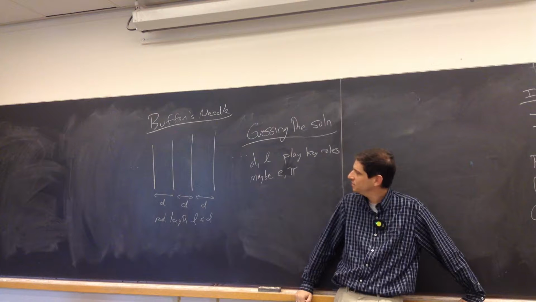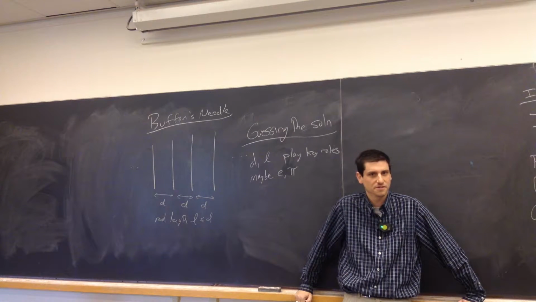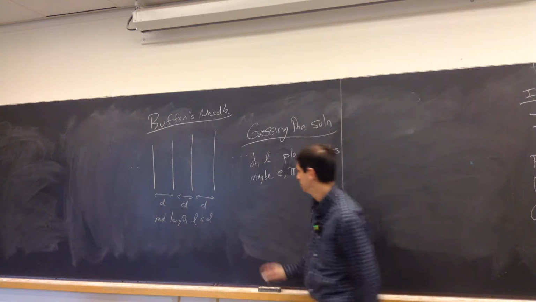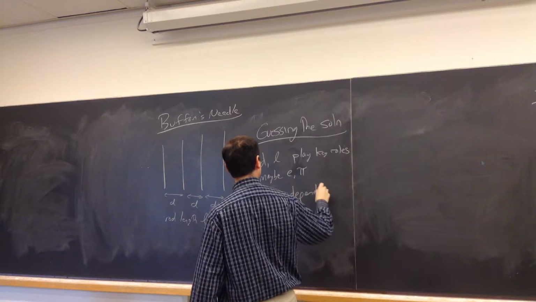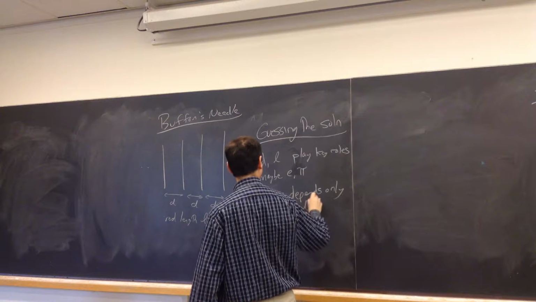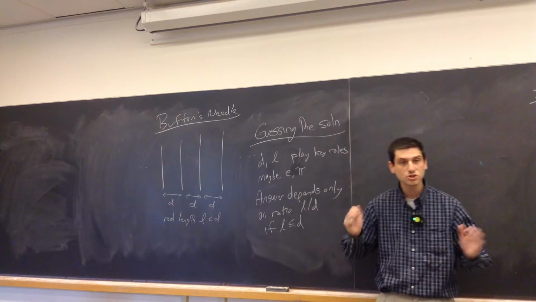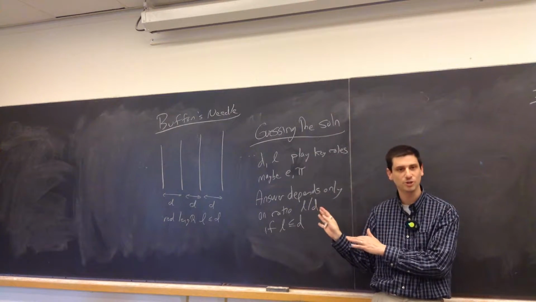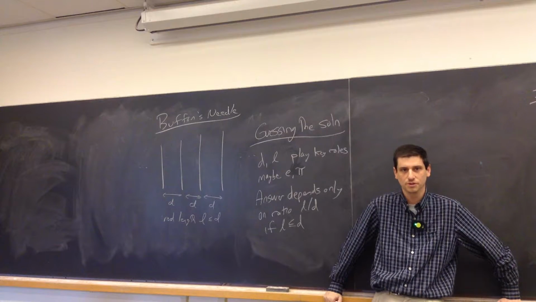All right, can anybody tell me how the answer should depend on L and D? Yes? Seems like the probability that a line would be proportional to like L over D. Good. The answer depends only on the ratio L over D if L is less than or equal to D. If L is much larger than D, it may still only depend on the ratio L over D, but at least when L and D are small, this is very plausible.